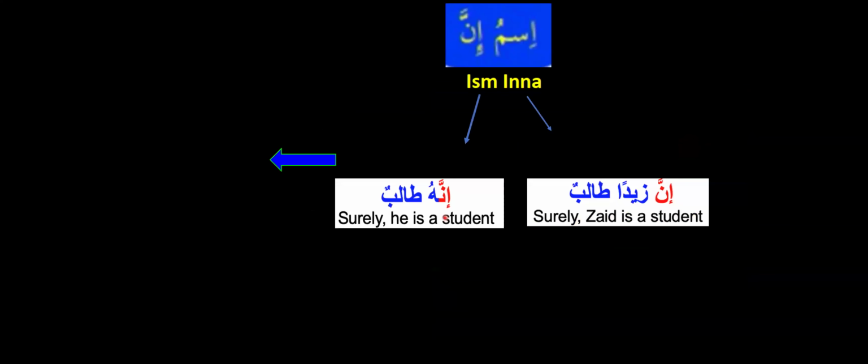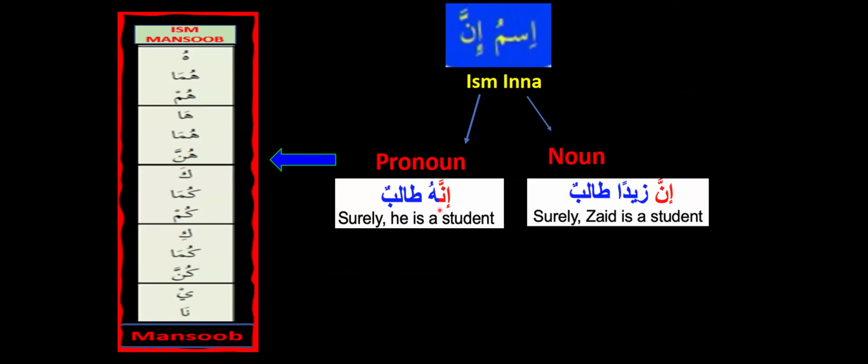Now, if you remember, when we did Ismu Inna, it was coming in two forms, right? Ismu Inna could be a noun, so we could say Inna Zaidan Talibun, or it could be a pronoun, Innahu Talibun. There were two possibilities. We could say Zaidun Talibun, the original noun sentence. We add Inna, we make Zaidun into Zaidan, and say Inna Zaidan Talibun. Surely Zaid is a student.